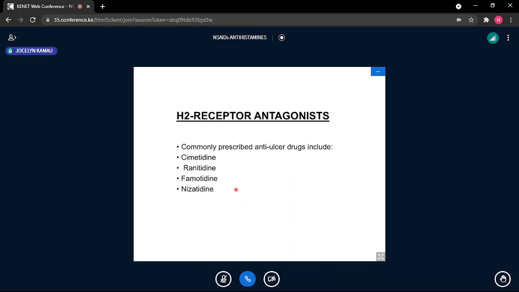Examples now: commonly prescribed anti-ulcer drugs, which are H2 receptor antagonists. That's what we are starting with. We have cimetidine, ranitidine, famotidine, nizatidine. There are others, but these are the four which are commonly prescribed, and they're the ones that we will concentrate on.